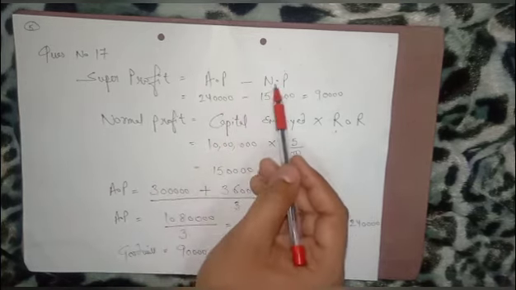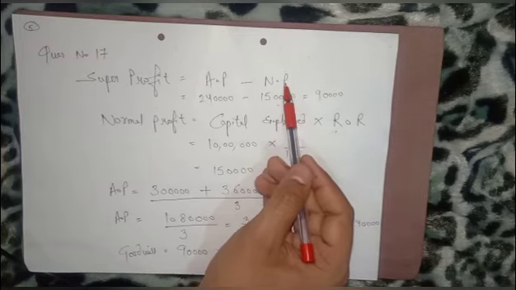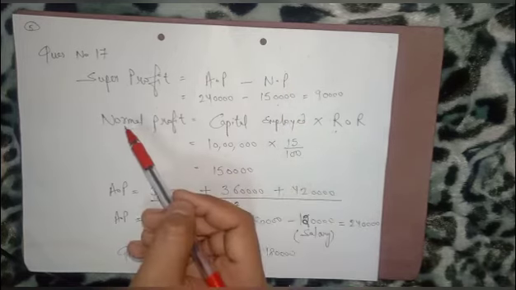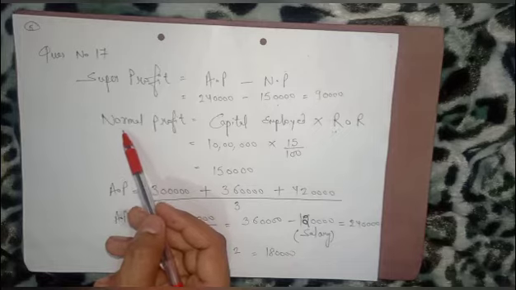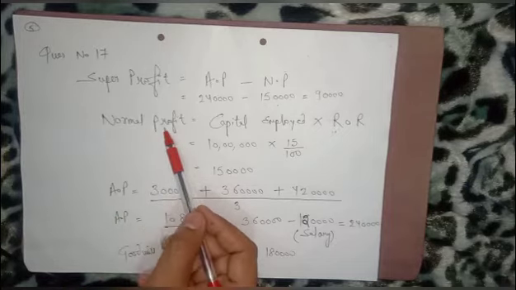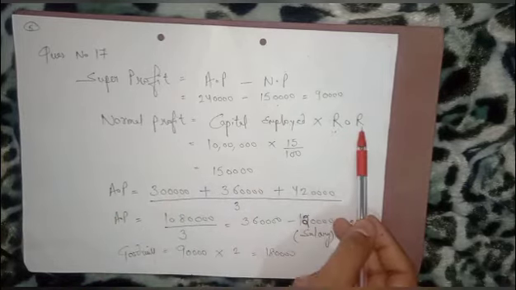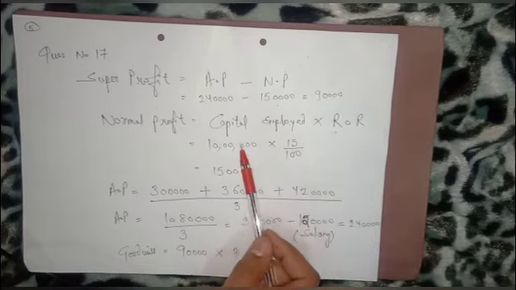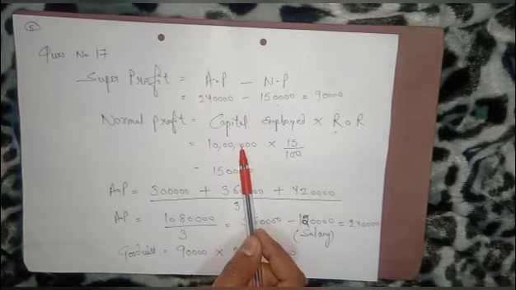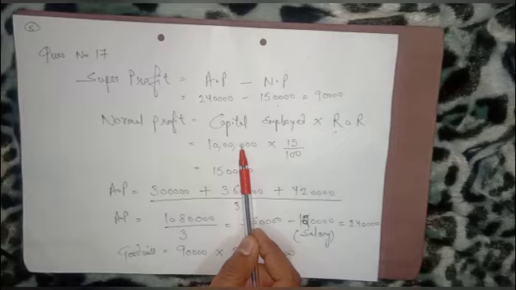Now minus normal profit. How to calculate normal profit? Again, you can see your previous page or you can see this. The normal profit formula is capital employed into rate of return. What is the capital employed? See in the book again side by side. First line, are you seeing the first line? The first line is 10 lakh. It is the capital employed.